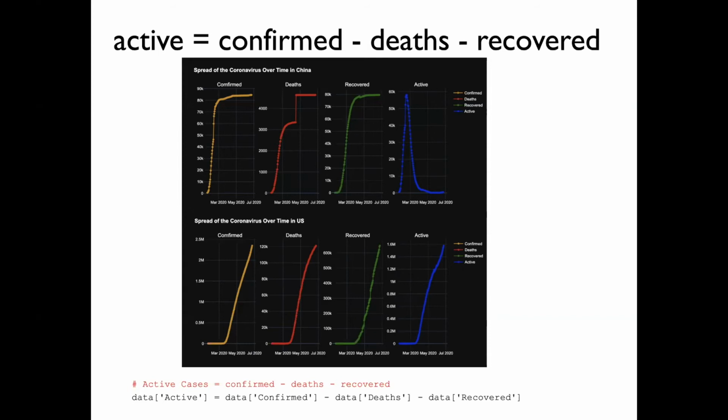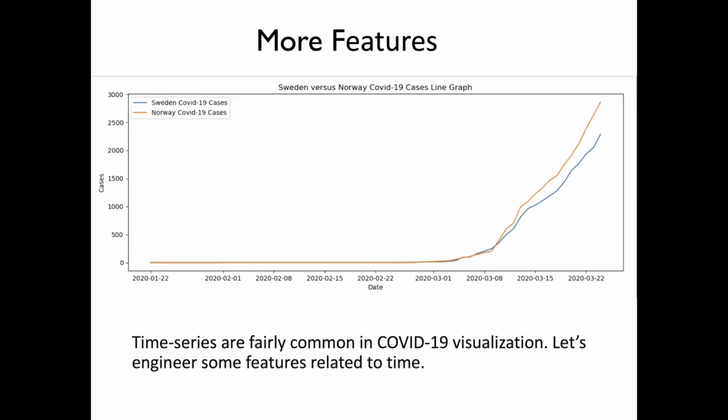So if everybody got sick and then everybody recovered the next day, we wouldn't really care whether 1,000 or a million people got sick. But if 10,000 people are getting sick a day and only 100 recover a day, then we care about that. And that's what that chart tells you.